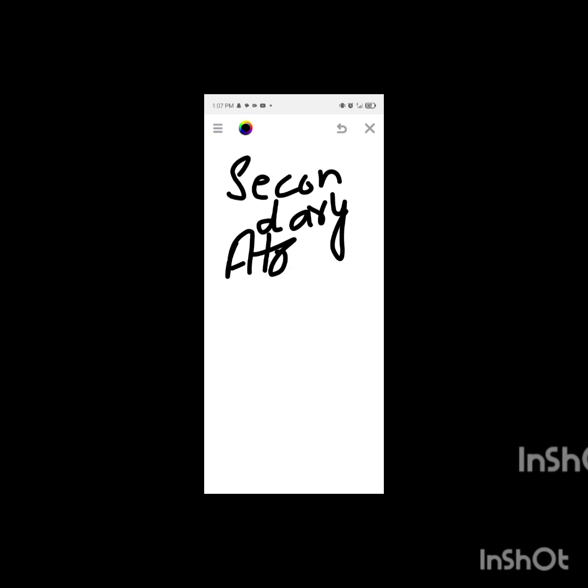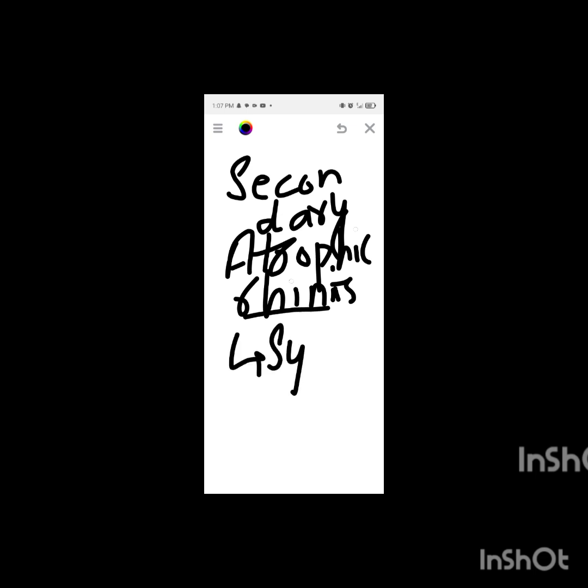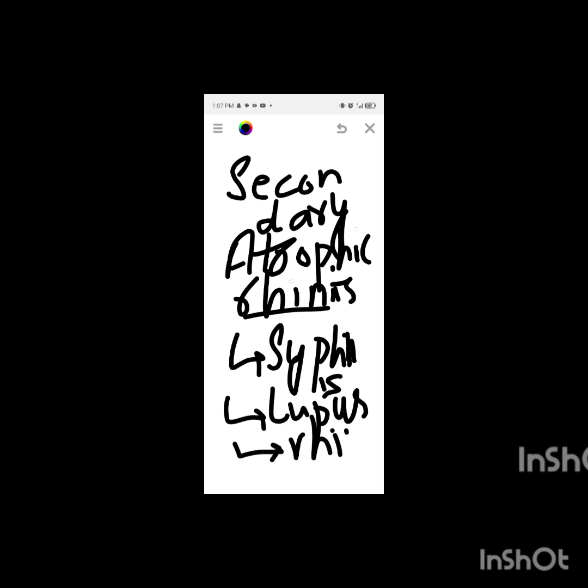Then there is a term called secondary atrophic rhinitis. What is that? Secondary atrophic rhinitis is due to conditions such as lupus, syphilis, and rhinoscleroma. So these are the causes of secondary atrophic rhinitis.